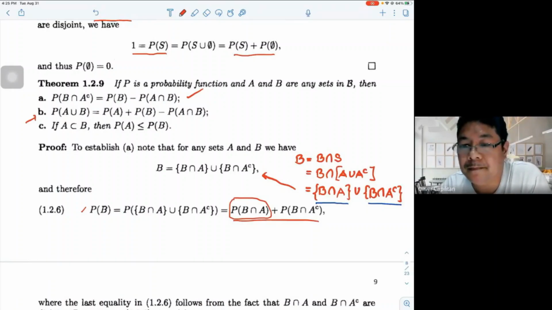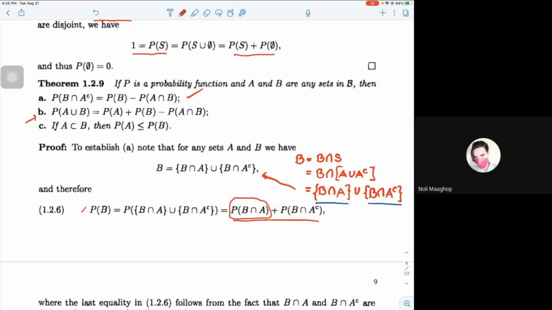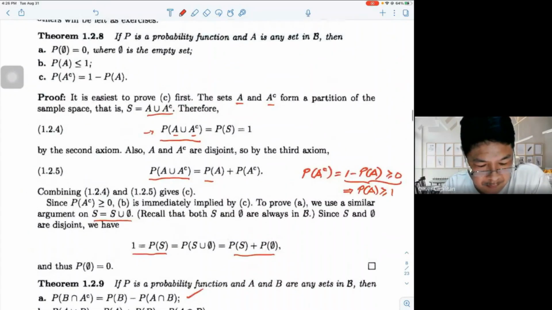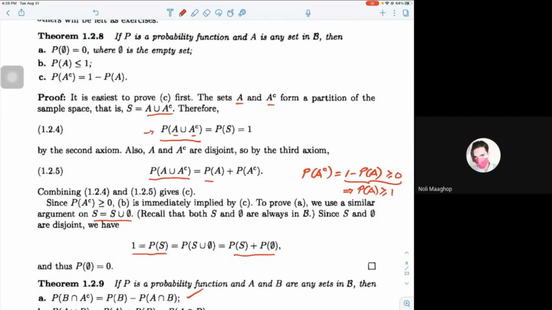Yes, Noli? Sir, yung sa theorem 1.2.8, di ba sir yung probability of A complement is equal to 1 minus the probability of A, and it is greater than or equal to 0. Tapos sir, yung probability of A complement is 1 minus probability of A, so dapat sir yung probability of A, sir, dapat less than or equal to 0 siya, sir.